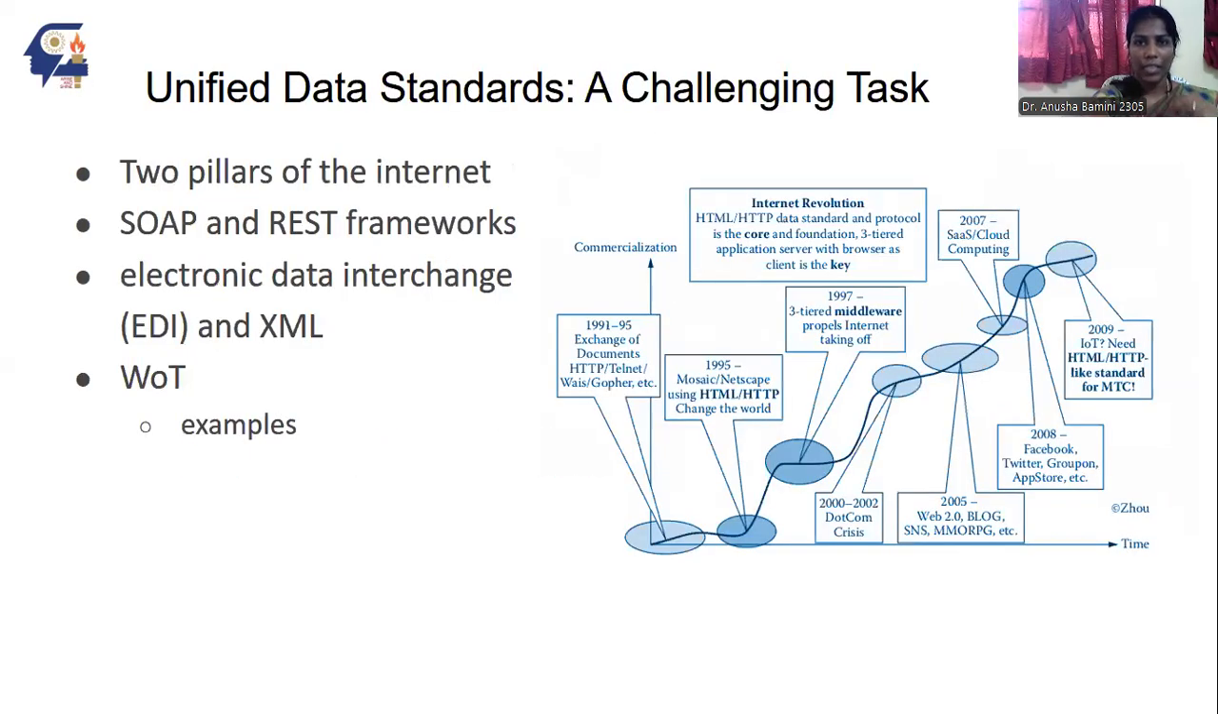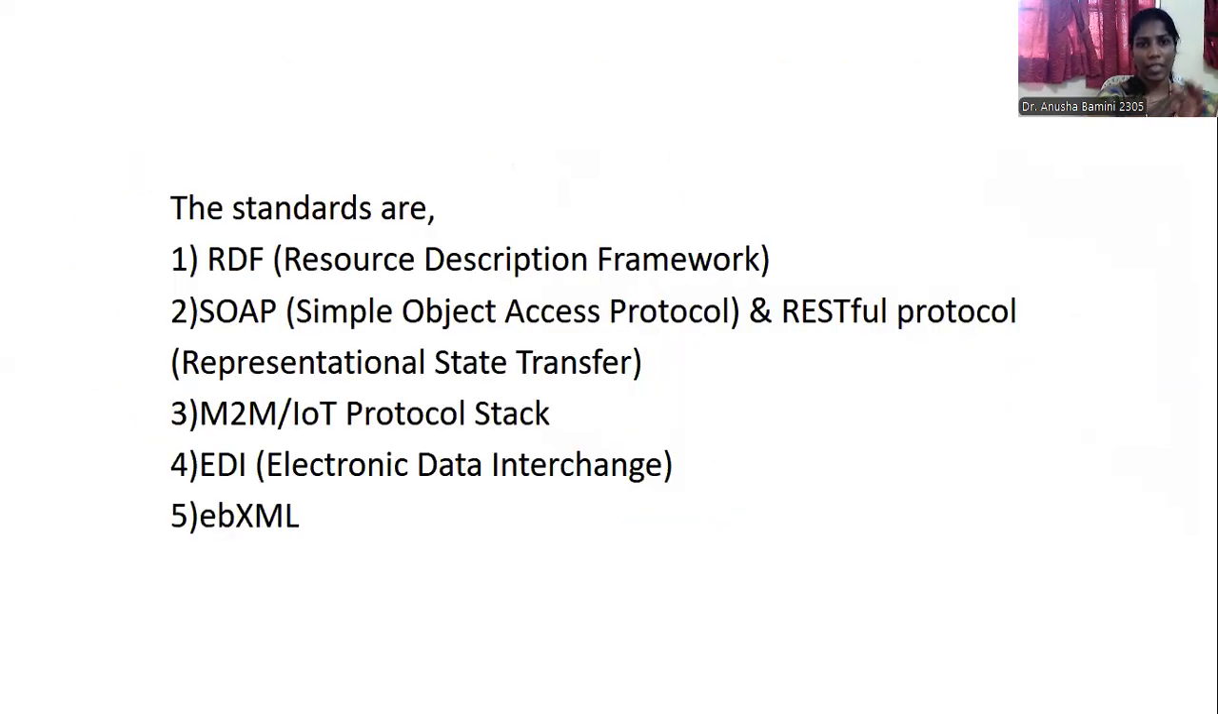Unified standard. Why do we need this unified data standard? The objects or devices we connect to the internet must have a specific data standard, called a unified data standard, because each object is creating data. That data should be in a proper format to process it. For that purpose we are creating a unified data standard. That unified data standard is divided into these 5 types.